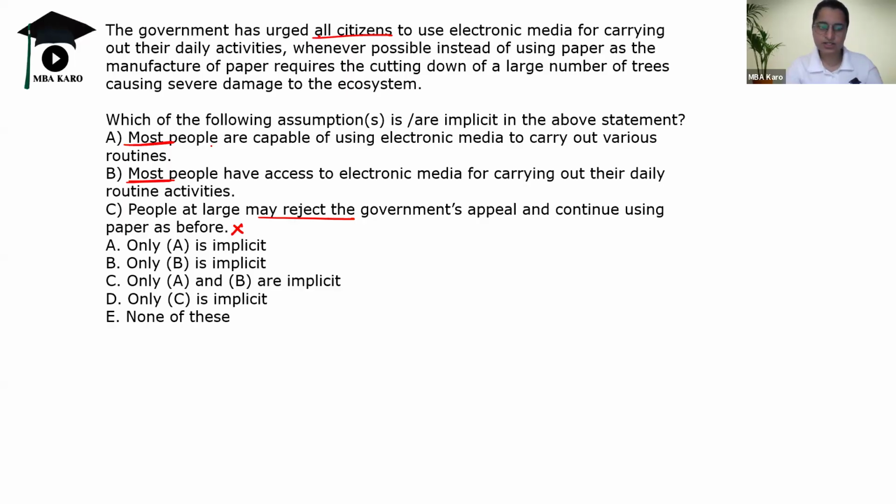Okay. Now, when all of a sudden there was the thing of UPI transaction, the government started urging people to use UPI. And now, even all the street vendors and everybody has UPI, right? So government promoted this because government knew that most of the people have smartphones, most of the people are aware of the technology, right? They have access to technology. That is why they did so. Similar case here. They are urging all citizens to use electronic media. Why? Because they're assuming that most people are capable of using electronic media. Second, most people have access to electronic media, right? So A is implicit, B is implicit. So the correct answer is only A and B are implicit. Next question.